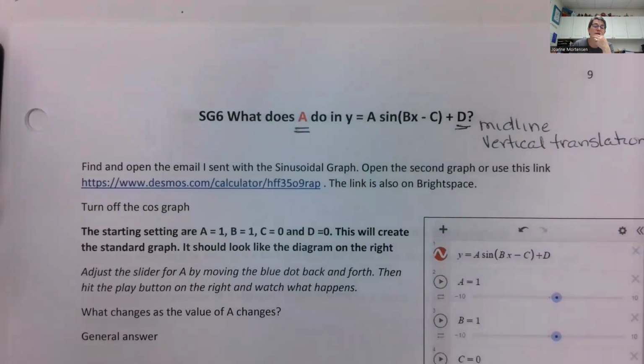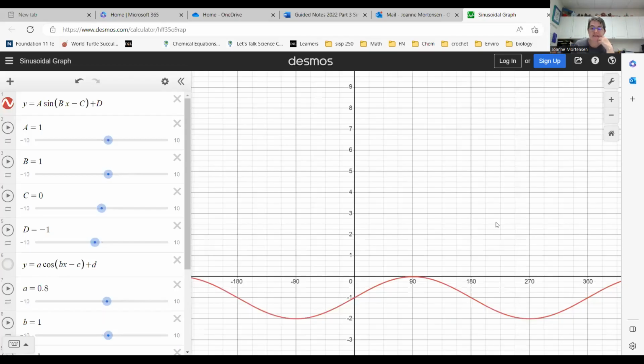Anyway, we are going to talk about A. So, time to open the graph again. Can't find it, you can type that in. I'm horrendous at that. Every time I try and type in a link, it just doesn't work. So go on Brightspace or find the email I sent you. Okay, so I need to set everything back to the way it was.